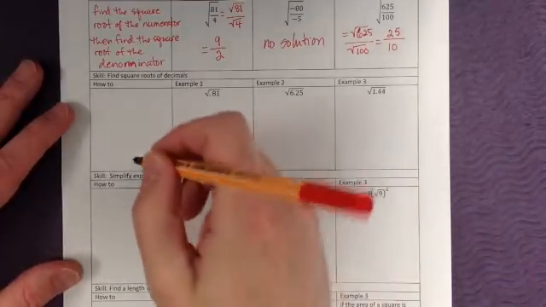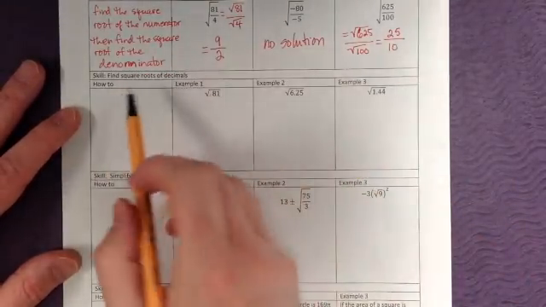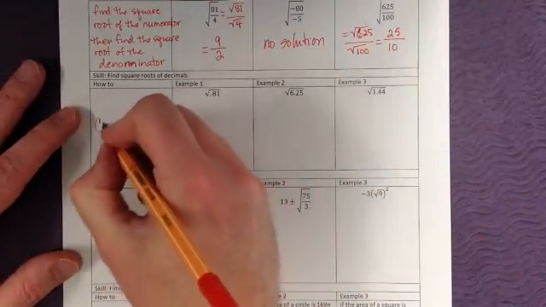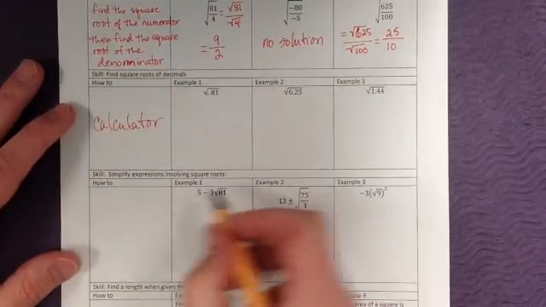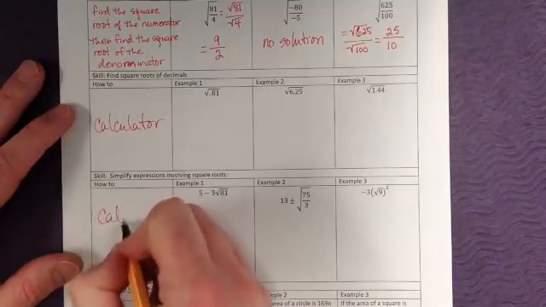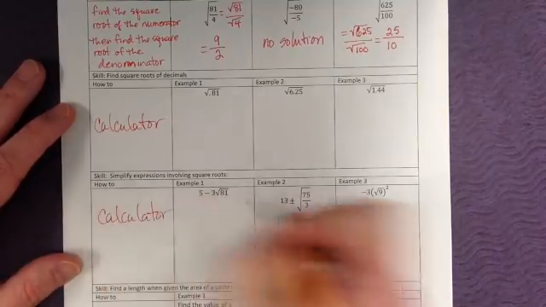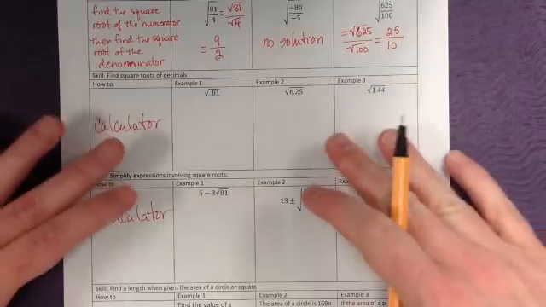For this next part, we're going to find the square root of a decimal, how to: calculator. And if we're simplifying expressions, how to: calculator. So that's all that we're going to put for those two.